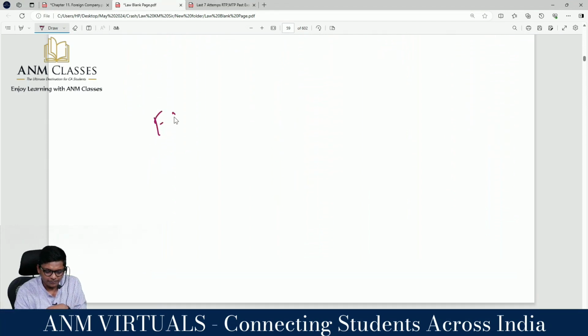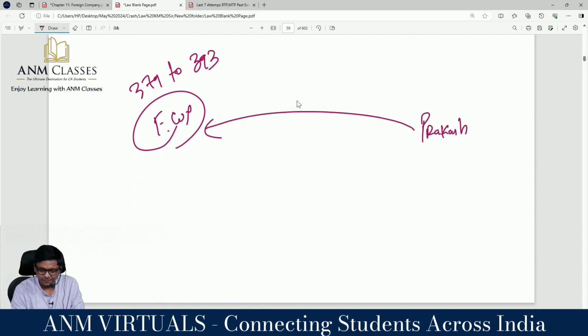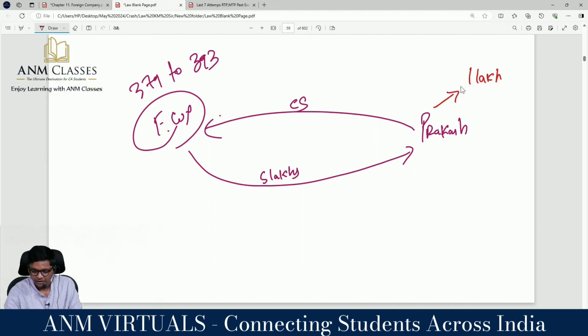I am a foreign company who did not follow anything in sections 379 to 393. Innocent buyer, Prakash, innocently became the CS of this foreign company. This foreign company told him, I will pay you 5 lakhs per month. So Prakash was happy because previously he was getting only 1 lakh per month, a 5x job. So he quit his current job and joined this company as a CS. He was here for 3 months.